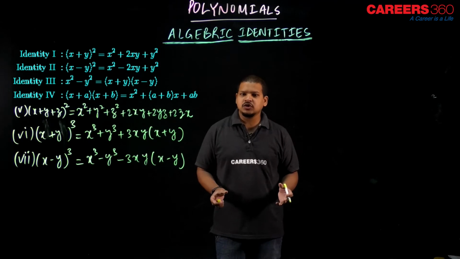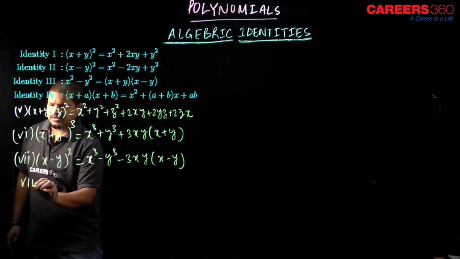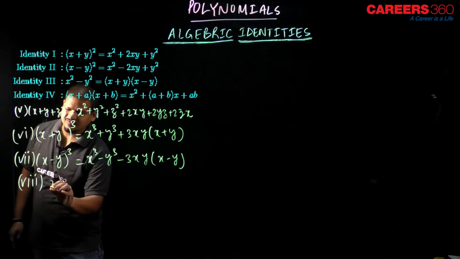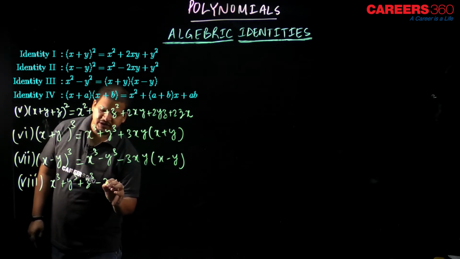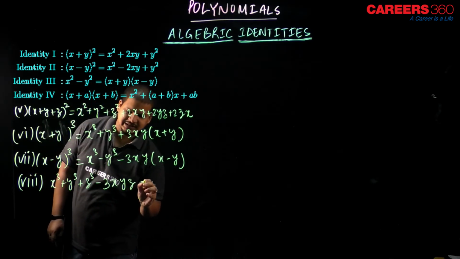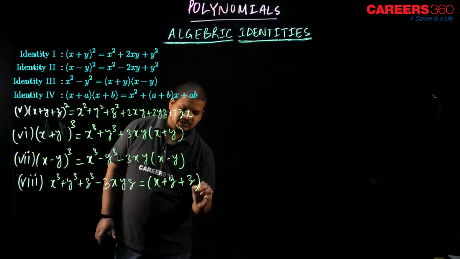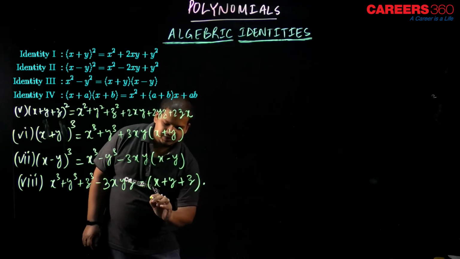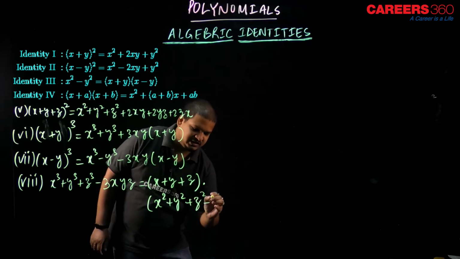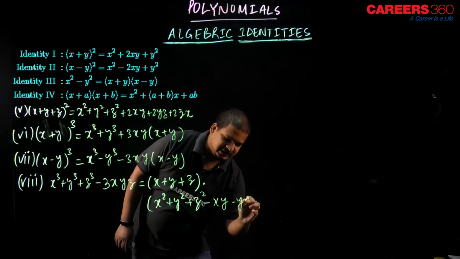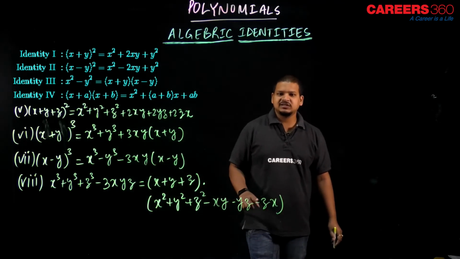Our next identity is also one that you can cram. Next one is our eighth identity, which is x cube plus y cube plus z cube minus 3xyz. This equals (x plus y plus z) multiplied by (x square plus y square plus z square minus xy minus yz minus zx), right? So this is my eighth identity, right?